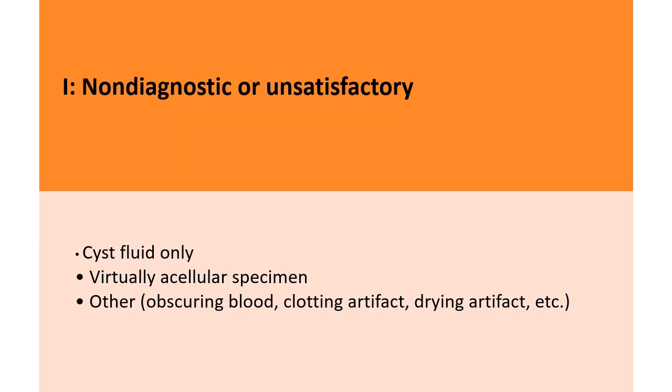So this was about the general discussion on the Bethesda system. Now we'll be talking about the individual categories in the Bethesda system. The first category is non-diagnostic or unsatisfactory. The subcategories highlighted under this category are cyst fluid only, virtually acellular specimen, and other categories like obscuring blood obscuring the follicular epithelial cells, clotting artifacts, and drying artifacts.